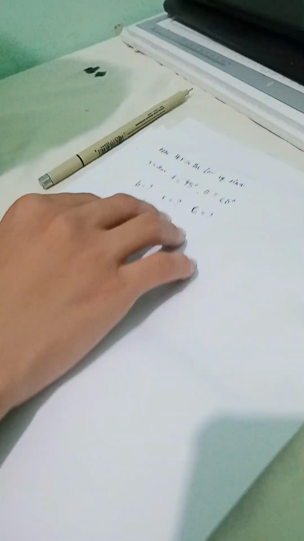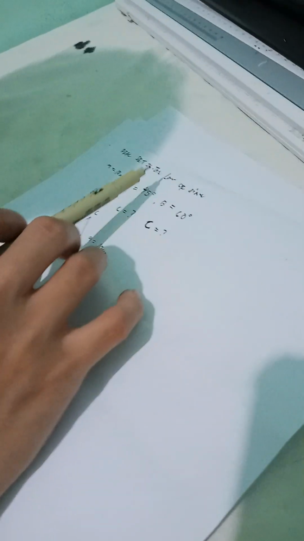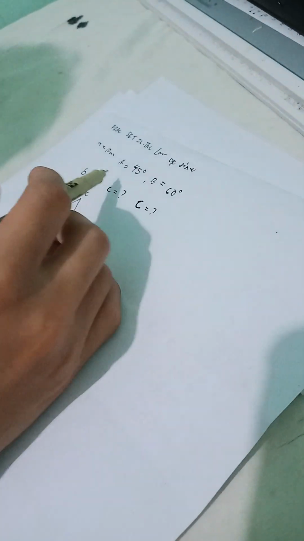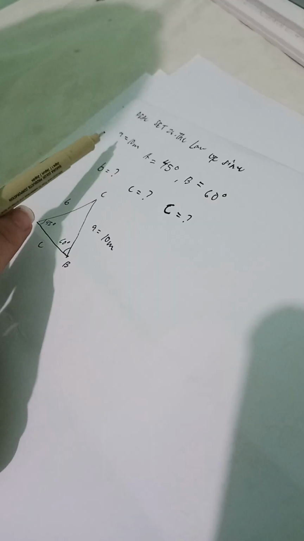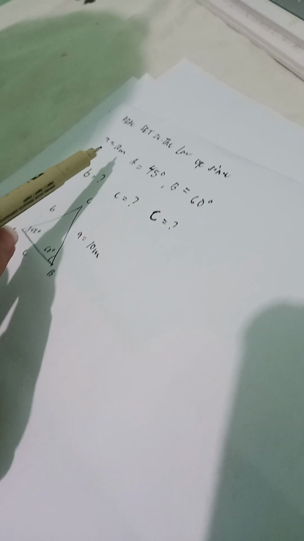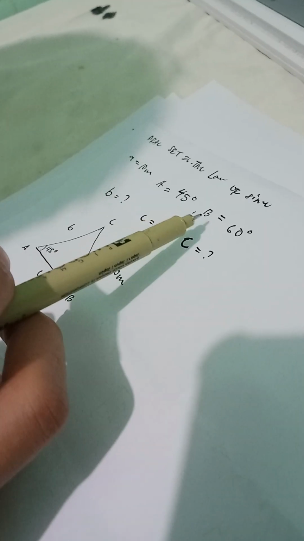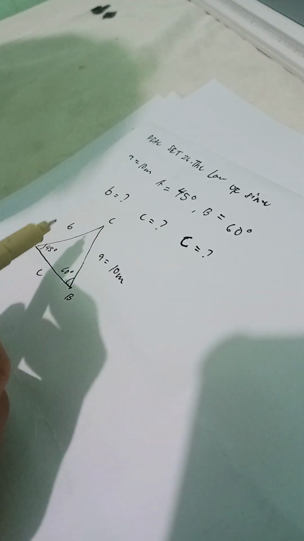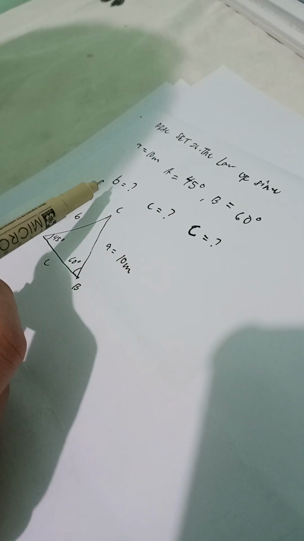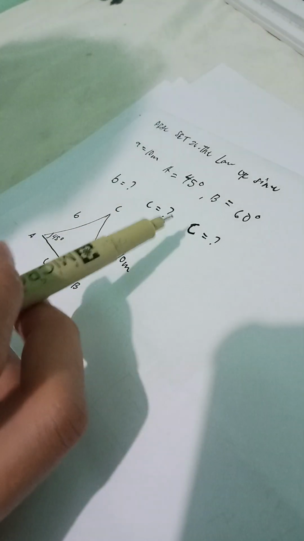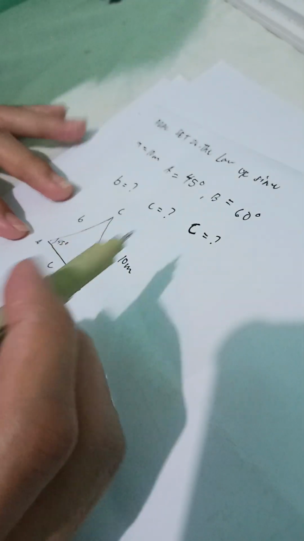So, the practice set 26, sir, is the law of sine. The given problem is A equals 10 meters, A is 45 degrees, and B is equal to 60 degrees. So, the given problem is B, C, and that's C.